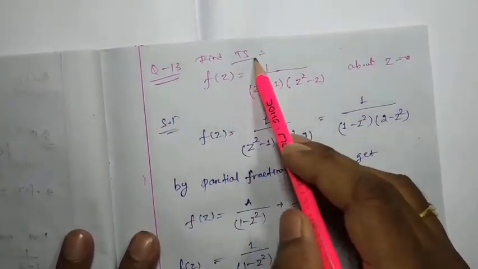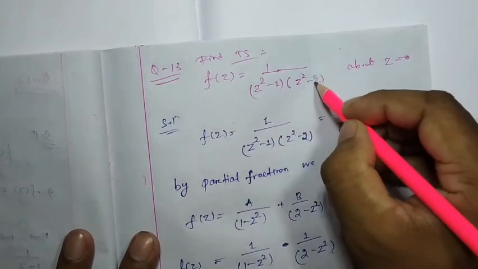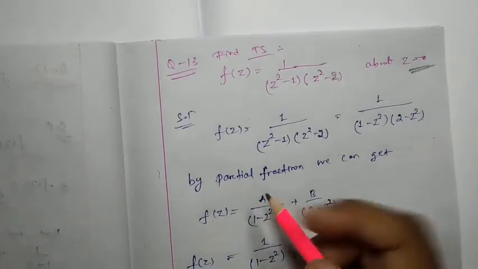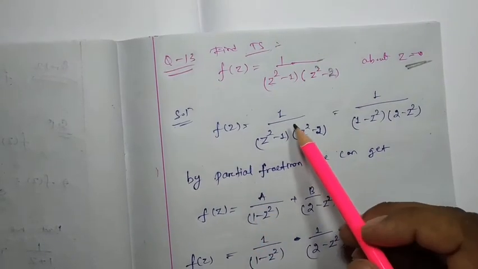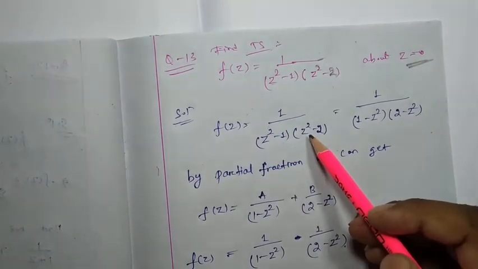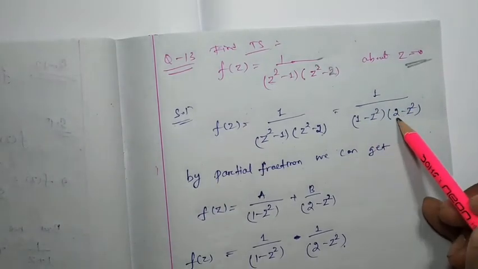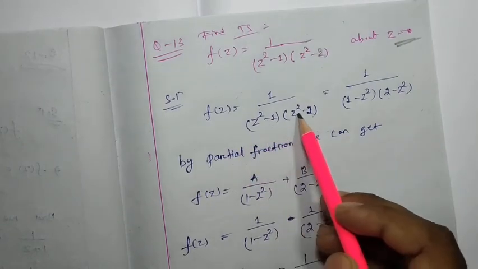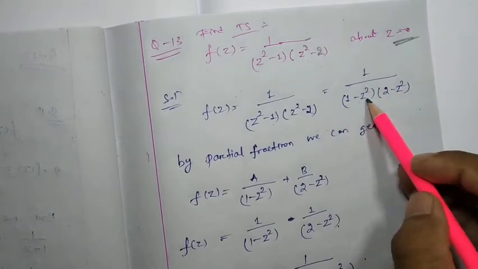Find the Taylor series of f(z) = 1 by (z square minus 1)(z square minus 2) about z equal to 0. So here, the given function f(z) equal to 1 by (z square minus 1) into (z square minus 2) can be written as 1 by (1 minus z square) into (2 minus z square). See, first I took minus common from the first term, it will be 1 minus z square, and minus from the second term, it will be 2 minus z square. So minus minus plus, so I can write 1 by (1 minus z square) into (2 minus z square).